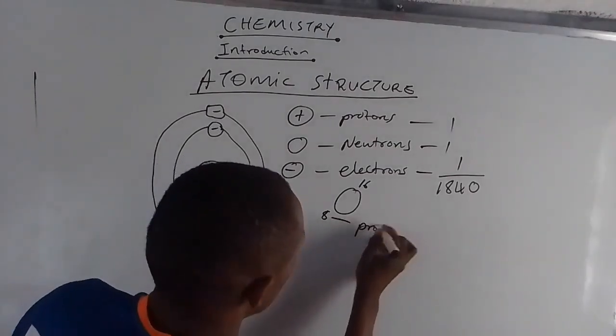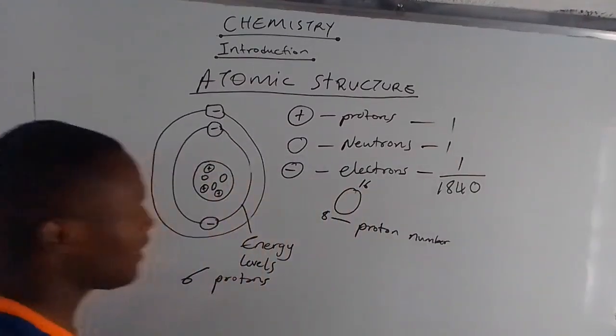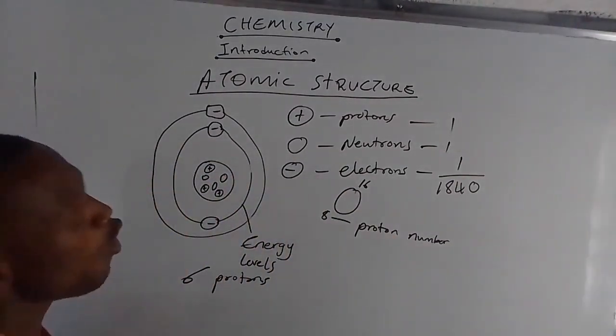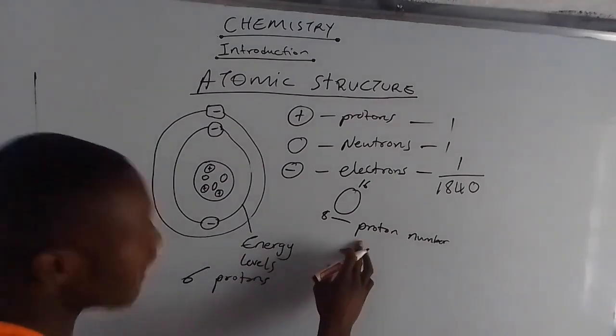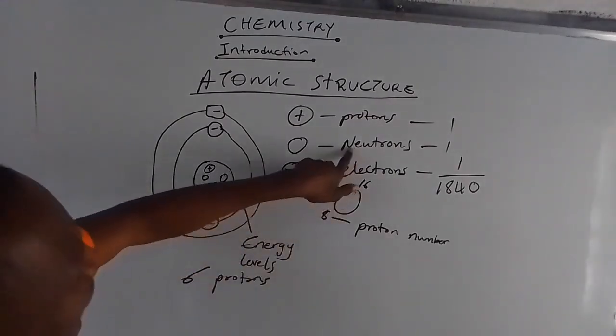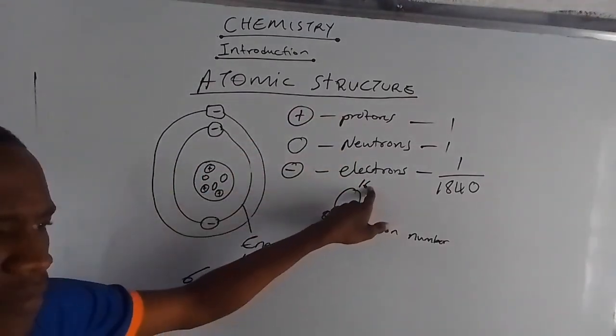of protons. Hence, it will be called the proton number. Then, the number which is on top here is the sum of protons and neutrons. Which means, when we add the number of neutrons and the protons, we are going to get this number.